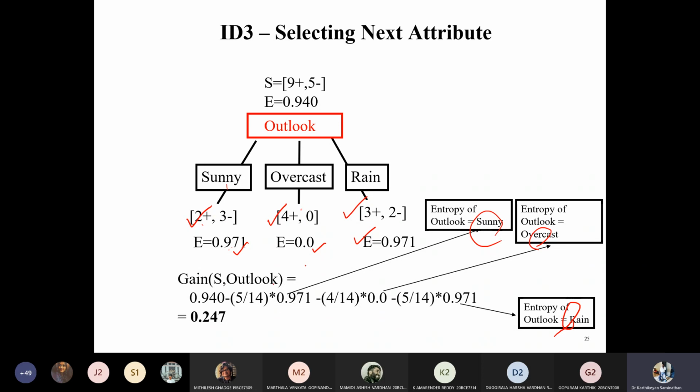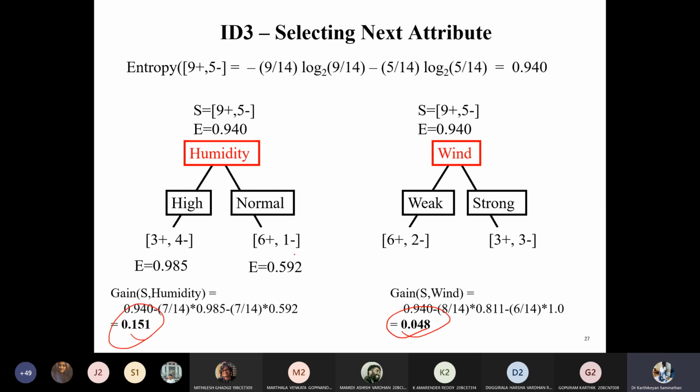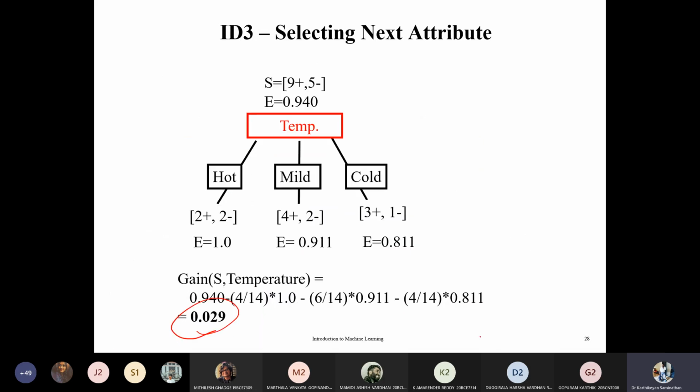So the gain of S comma outlook you can calculate. You know how to calculate. So you try to get the gain, and you will get 0.247. Same for the other components: humidity you can try, 0.151. Then this one is 0.048. Temperature 0.07.